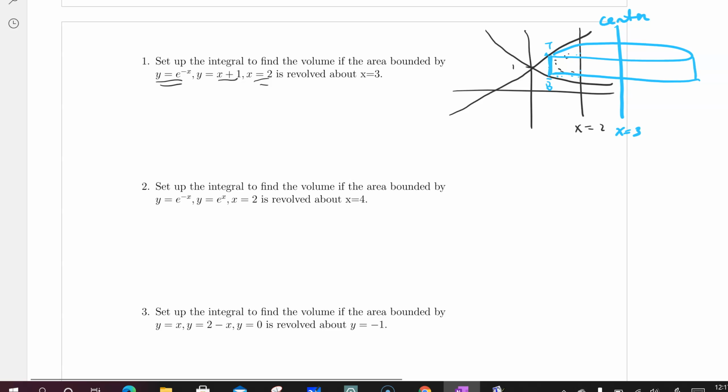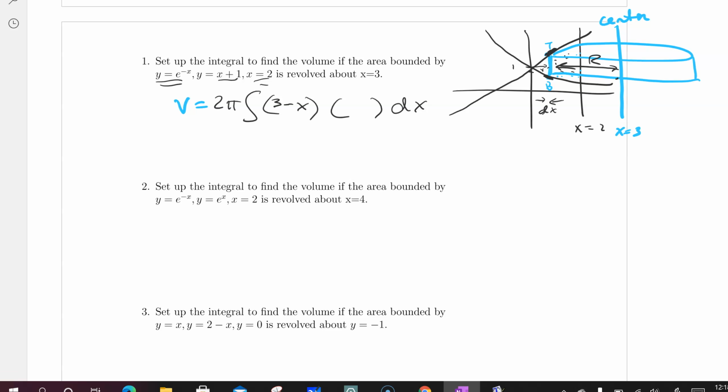And so if it's parallel, then I know I'm using shells, right? So 2 pi radius height dx, right? Because the thickness of this rectangle is dx. Okay, so radius is from here to here. There's my radius. So from here to here is an x value, right? Here to here is x. So I want to say go all the way out to 3, take away x, and that gives me the radius. The height of my rectangle is here to here.